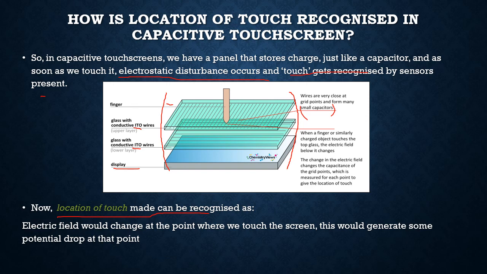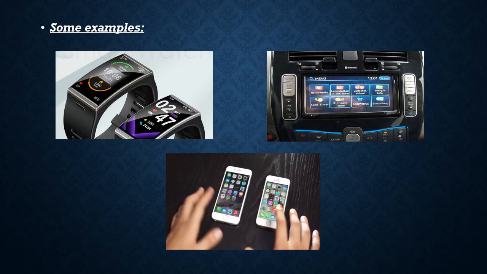Thus, we have the relation Q equals to C V. So as the charge changes, some voltage drop occurs, and due to which the electric field changes at the point where we have made the touch, and thus the touch gets recognized. Some examples where we use capacitive touch screen are smartwatches, in cars, and smartphones.